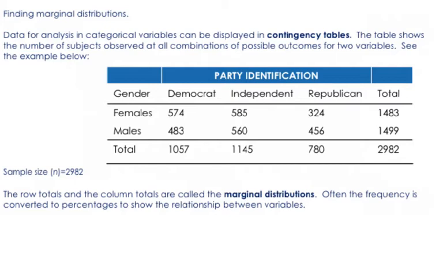So data for analysis in categorical variables can be displayed in contingency tables. So that's what you see below. The table shows the number of subjects observed at all combinations of possible outcomes for two variables. So it's just going to be very specific. So what you're looking at is you have a sample size down here of 2,982, and out of that, it's broken up into gender, females or males. It's looking at party identification, so either you picked Democrat, Independent, or Republican, and then it's looking at your totals.